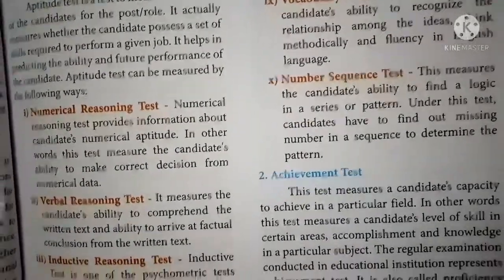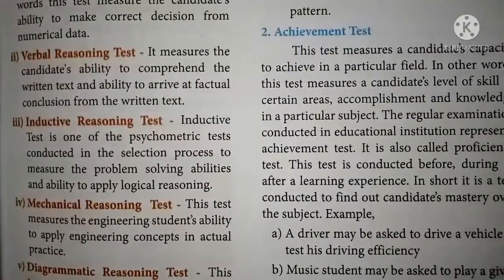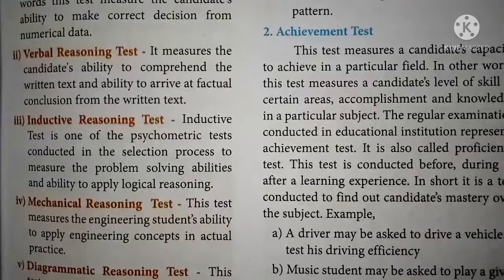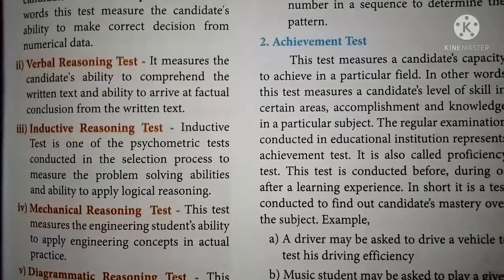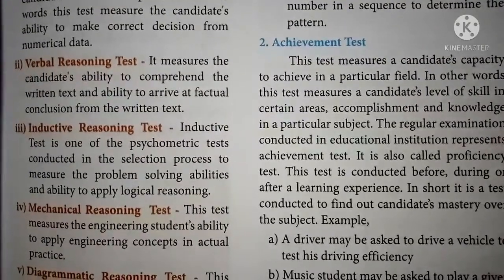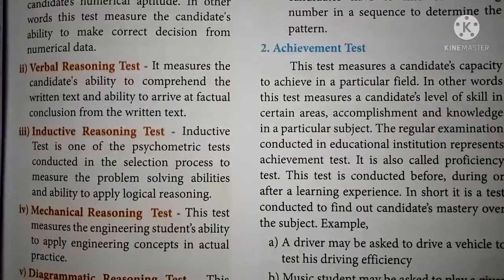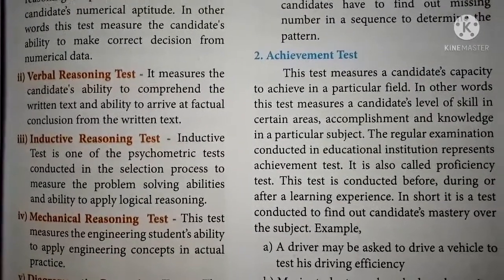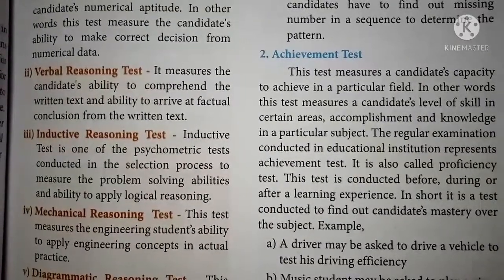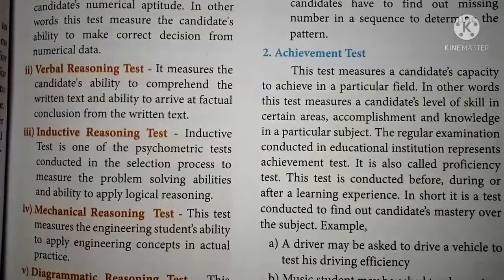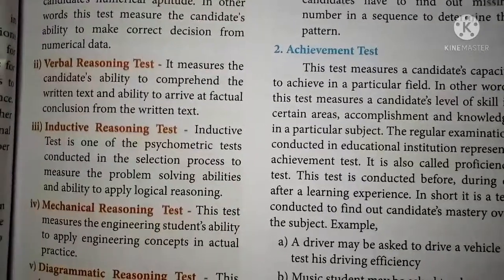Verbal reasoning test. That is, it measures the candidate's ability to comprehend the written text and the ability to arrive at factual conclusions from the written text. So from the written text, the candidates are to be identified whether they have comprehended and have the ability to arrive at factual conclusions from the written text.